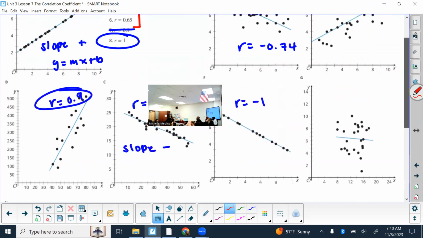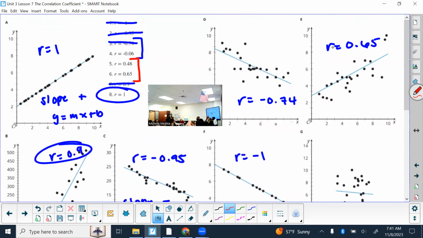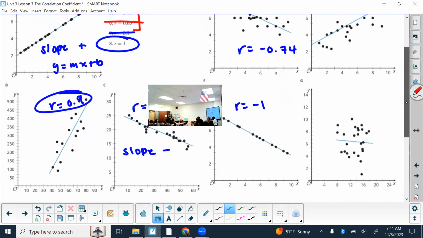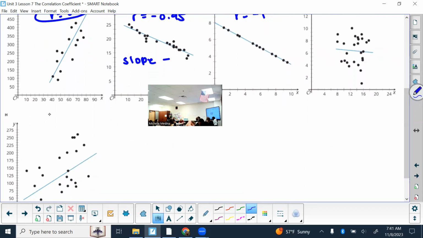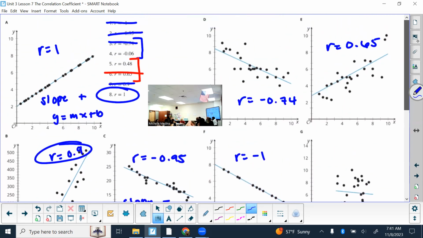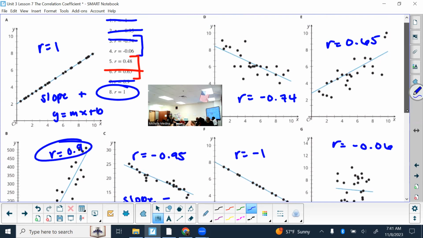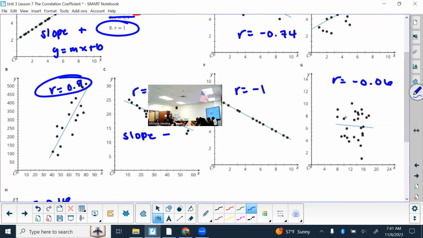Do you think that this R value best matches E, class? Okay, good. So just make those comparisons. Those are pretty close, so that's why I took the time to really go through it. So that means that this one over here, H, the only other one that was trending upward, must be 0.48. And then by process of elimination, G must be negative 0.06. That's the one that's closest to zero. It's the hardest to tell whether it's going up or down.